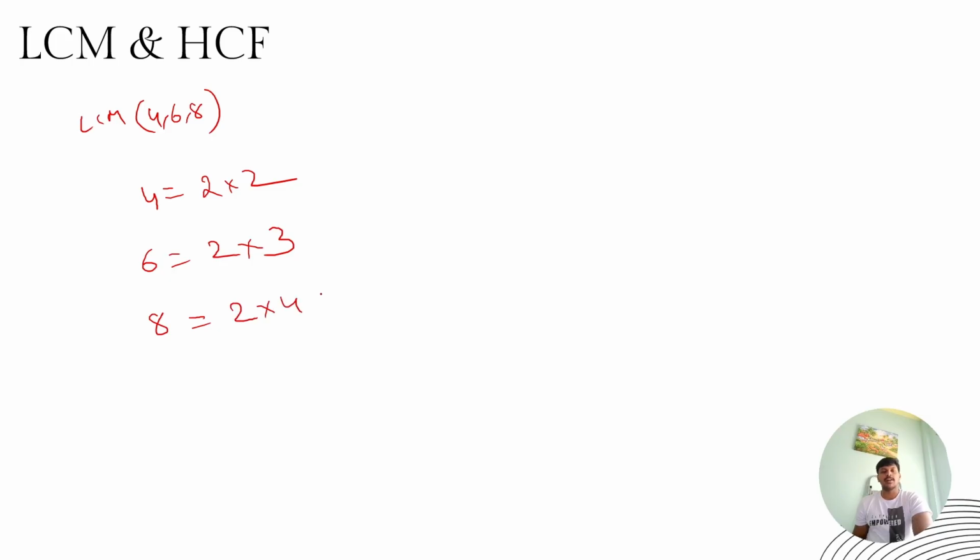Now the second one is prime factorization. That means write all the numbers as a product of prime numbers. For example, let us take 4. 4 can be written as 2 into 2. 6 can be written as 2 into 3. And 8 can be written as 2 into 4, or it can be further simplified as 2 into 2 into 2, because 4 is not a prime number. So write all of them as a product of prime numbers. Now, next step.